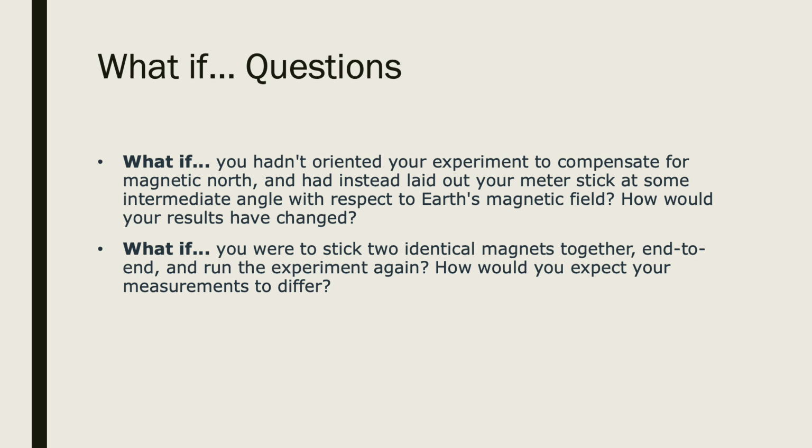If we had not compensated for the magnetic north and instead laid out our meter stick at some intermediate angle with respect to the Earth's magnetic field, then the Earth's magnetic field would interfere with the bar's magnetic field and would affect our overall results. The second what-if question: if we were to stick two identical magnets together end to end, our measurements would double in magnitude and stay in the same direction.